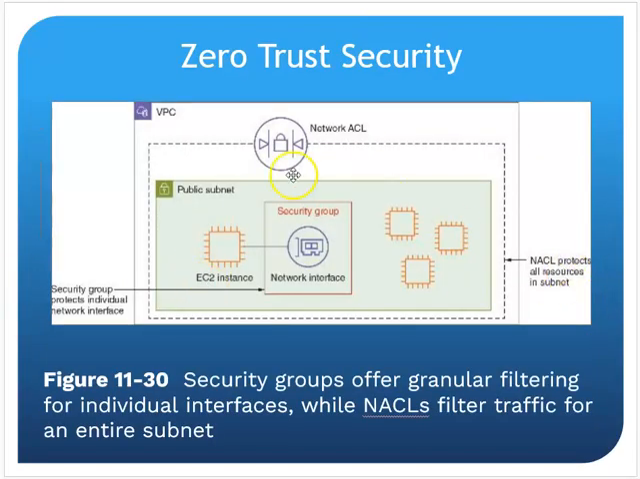And I think they even show you here with a virtual private cloud. Security groups will have granular filtering for individual interfaces, while your network access control list filters traffic for an entire subnet.